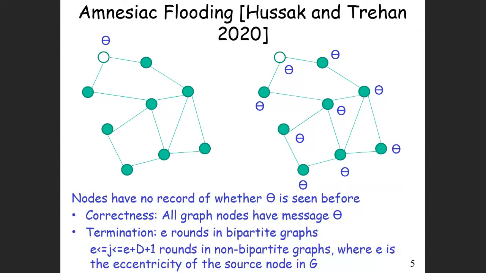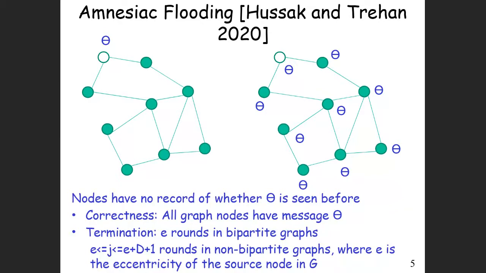Recently, Turau and Trehan considered amnesiac flooding. Here, what if nodes have no record of whether theta was seen before or not? Then there is a challenge, right? Because the message might travel all the time, stay in transit, and termination may not be guaranteed. But surprisingly, what they proved is that there is termination even without having a message record.